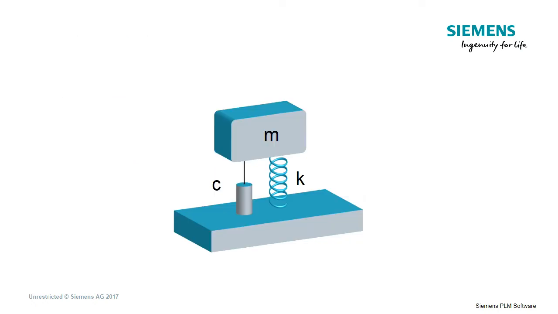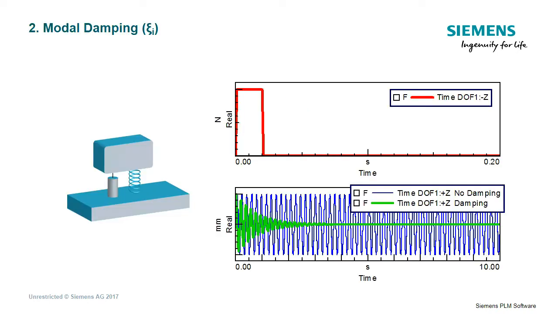Now let's take the same system as before and let's add a connection with a dissipative element, which we indicate as C. If we apply again the same excitation as before, the system will still respond at the same frequency as before, but what changes is that the amplitude now progressively decreases until the system goes back to equilibrium.